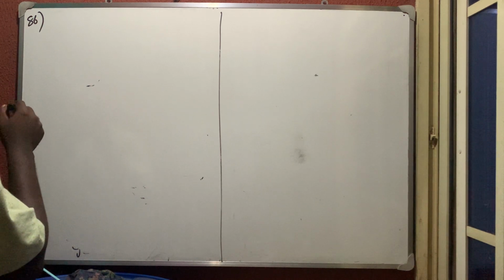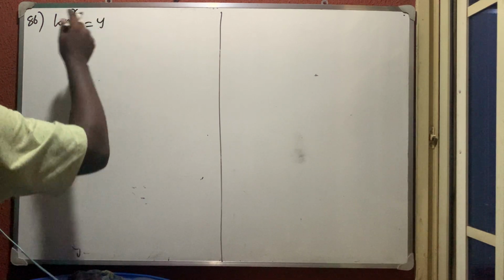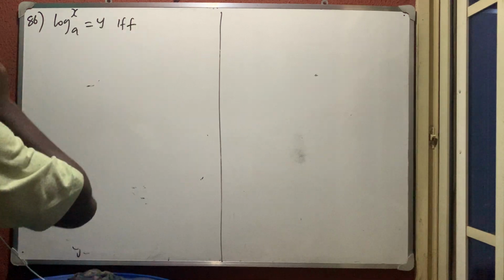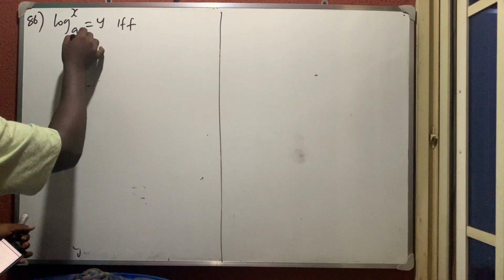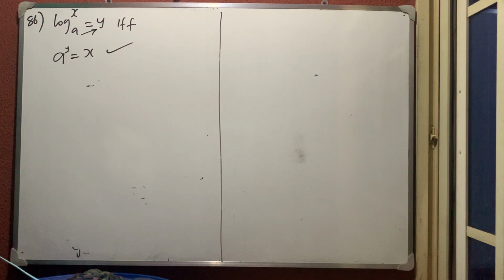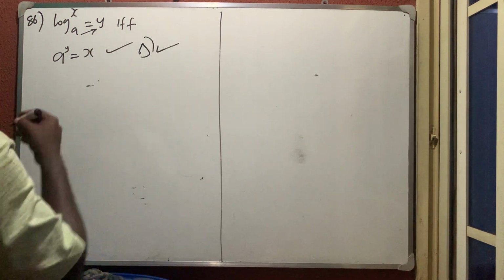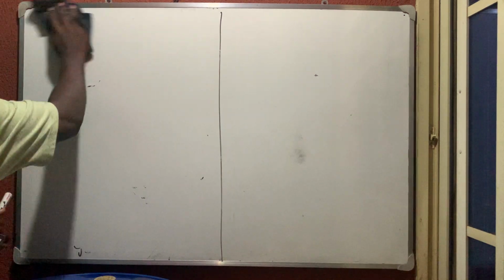Now question number 86. Question number 86 said that log x base a is equal to y, if and only if. It's very simple. If and only if a raised to power y is equal to x. That's all. You don't need to solve anything. So let us check the options there. Very simple. a raised to power y is equal to x. So option D is the correct answer. So there is nothing to solve.